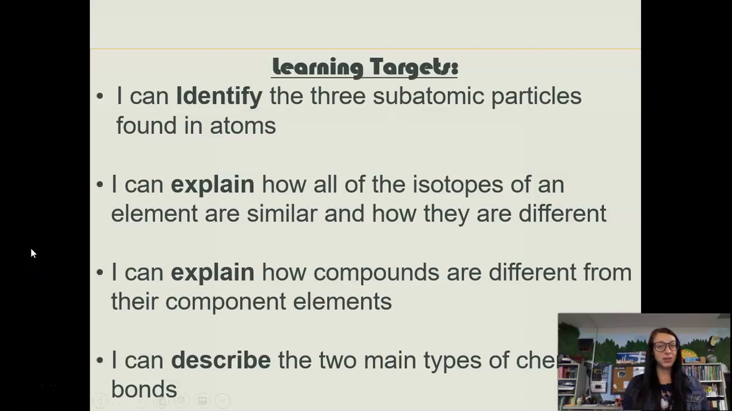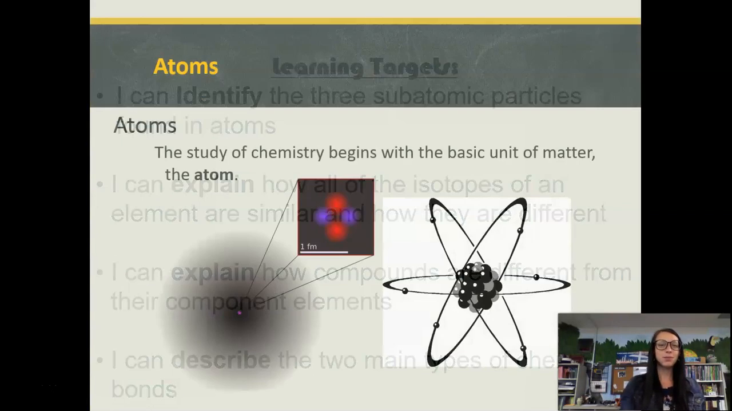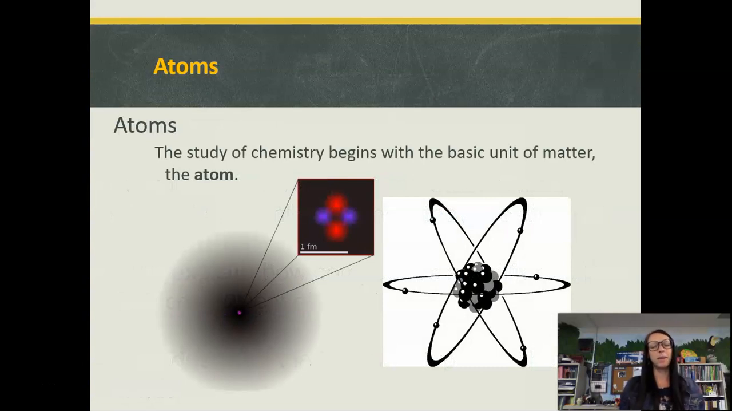Now, there are other types of chemical bonds, so keep that in mind, but we're just going to focus on the 2 primary chemical bonds that are used in biology. So let's go ahead and get started.